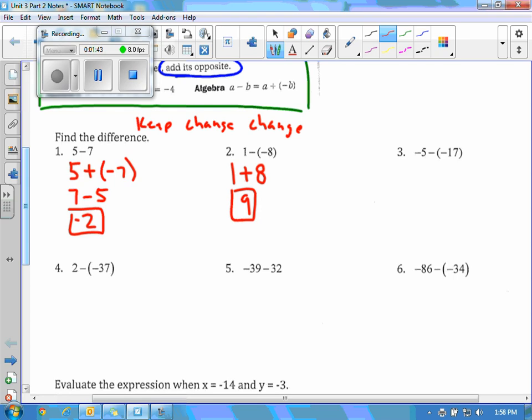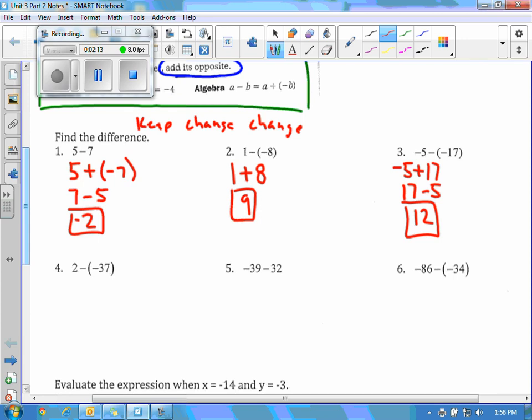On number 3, we have negative 5 minus negative 17, so I keep the first one the same, I change subtraction to addition, I change the negative 17 to positive 17. Now I'm adding integers with different signs. So I take the bigger number 17 minus the smaller one 5. I wind up with 12. My bigger number is positive, so this stays positive 12.